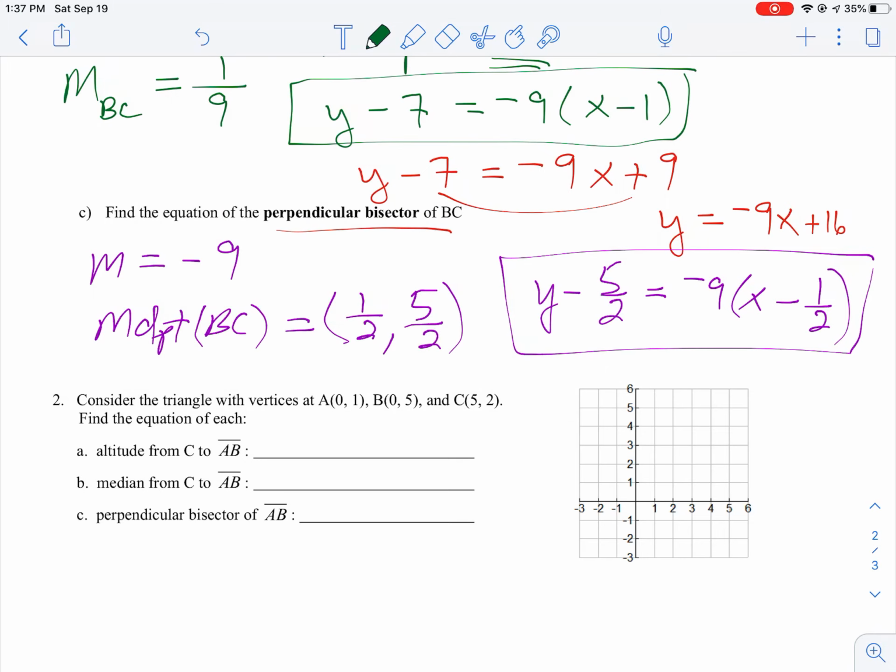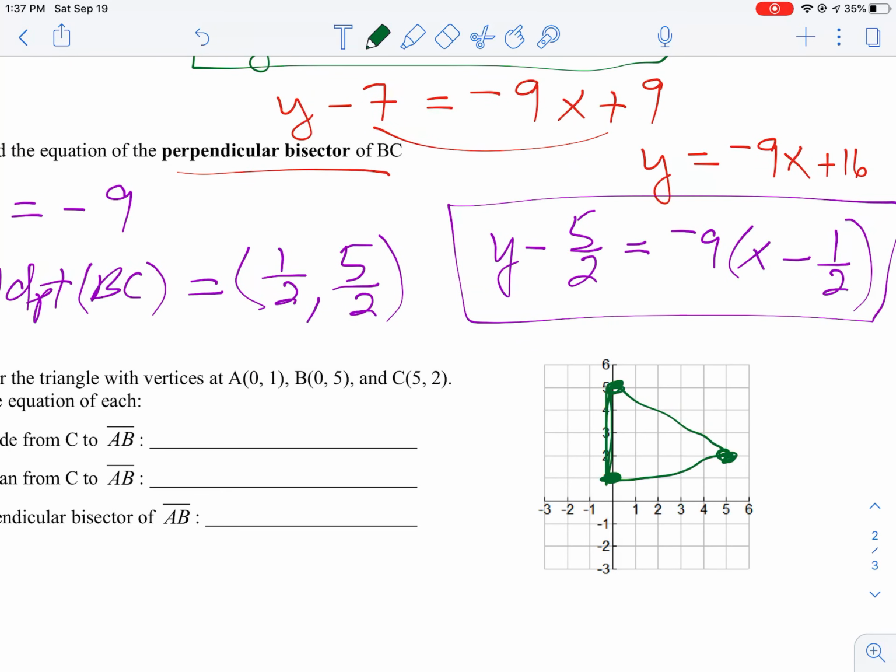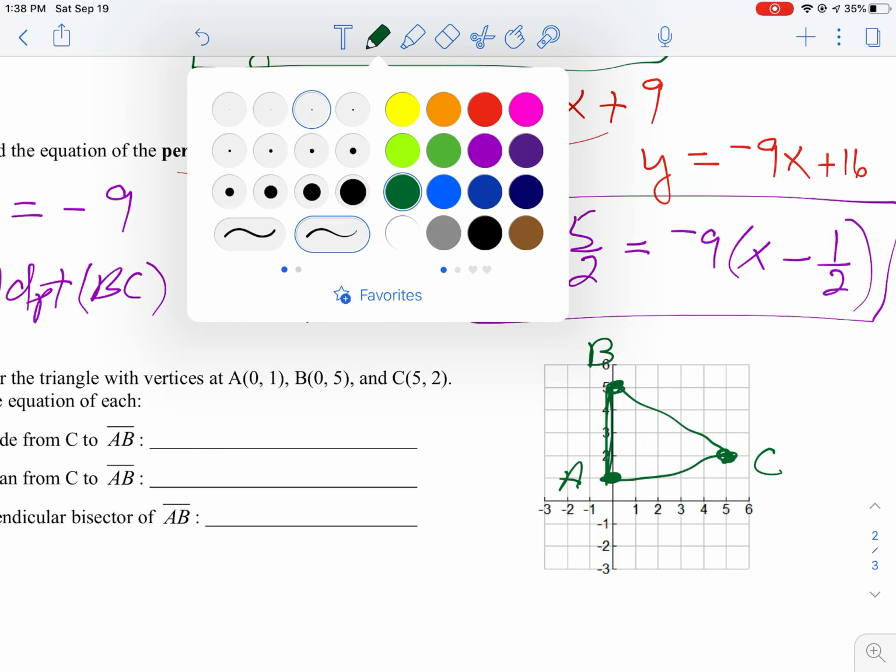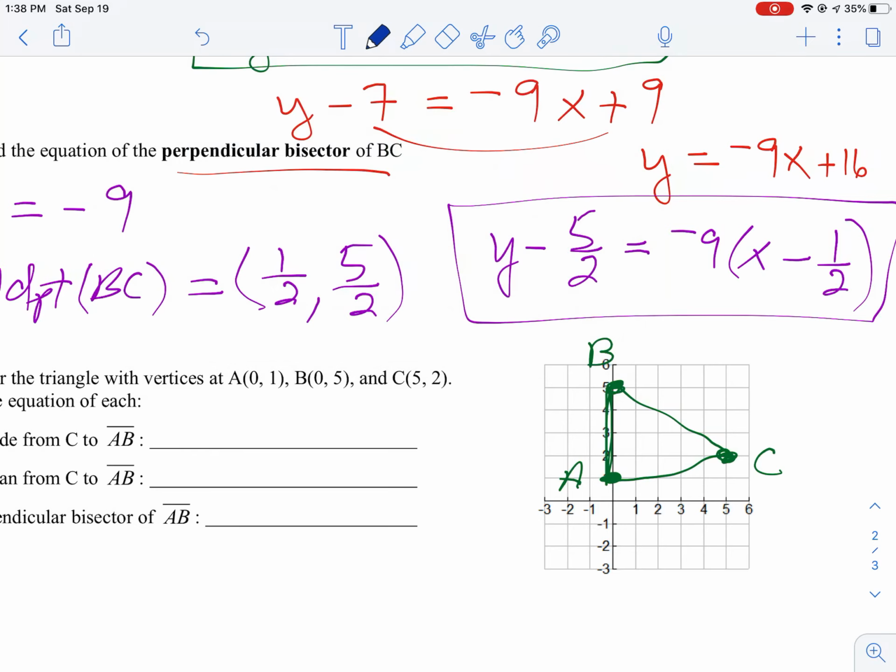So I'll go green. Let's go. A is 0, 1. Right there is point A. B is 0, 5. And C is 5, 2. Okay, so here's my triangle. Okay. And so if I want the altitude from C to AB, remember this is C, this is B, and this is A. The altitude, I'll go blue for altitude, would be a perpendicular through C, right angle at AB.